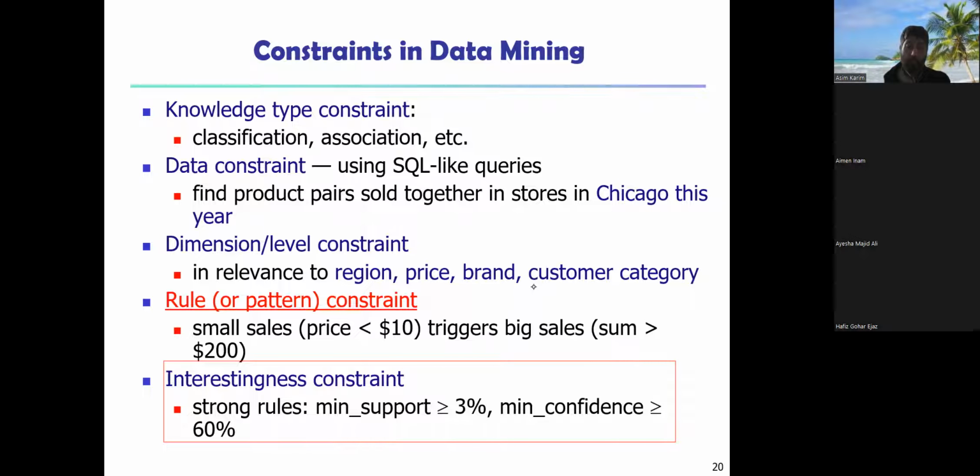So what we are going to do now is to study rule constraints more generally in the context of item set mining and see if we can categorize them in some way, and based on those categories, how we can use them in our applications.